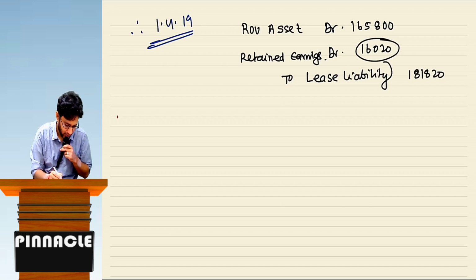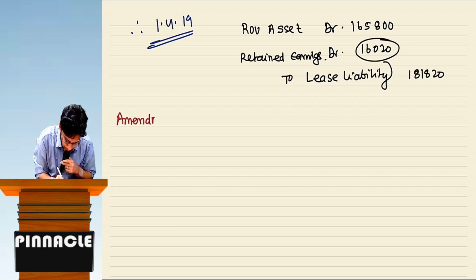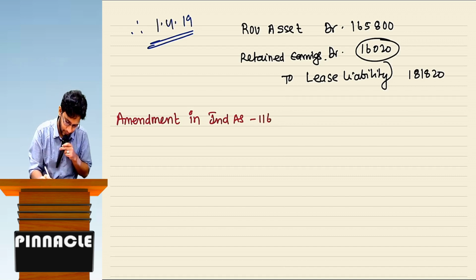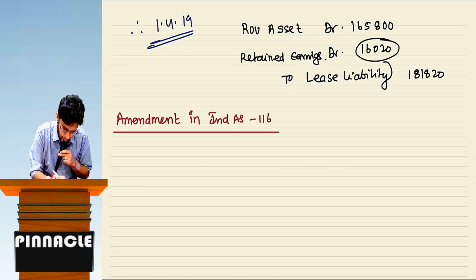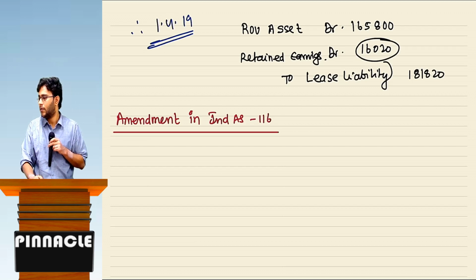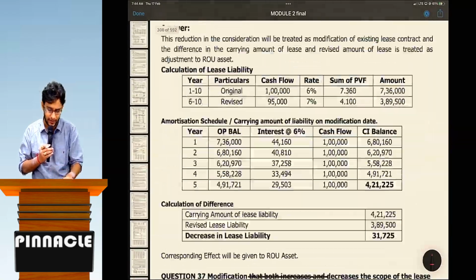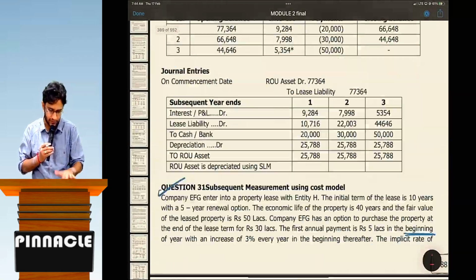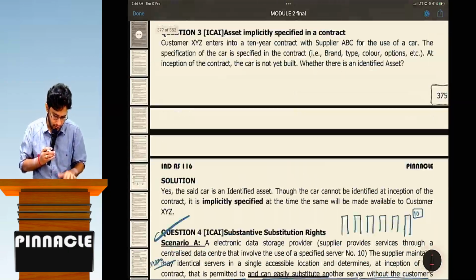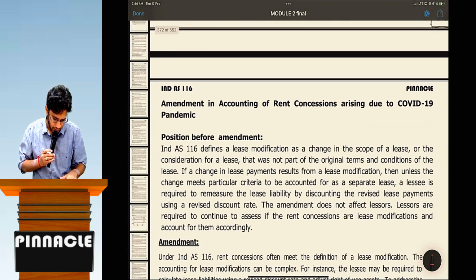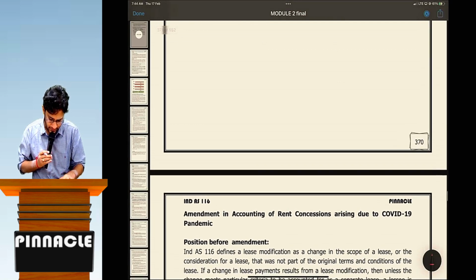Put the heading, sir: Amendment. Okay, first I'll show you. This is given in the material also. You need not read all that. I'll just summarize what is relevant for you. If you read that much, that's enough. Yeah, you can take up to page number 371, sir.